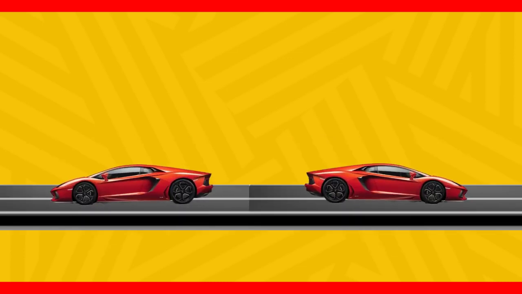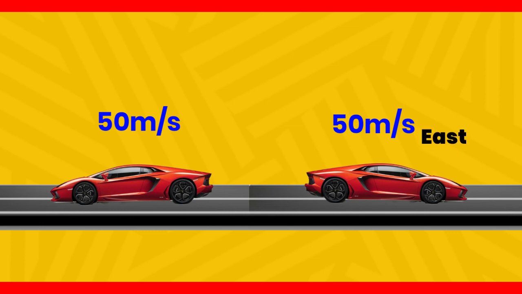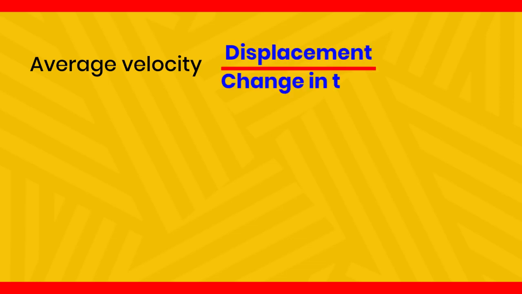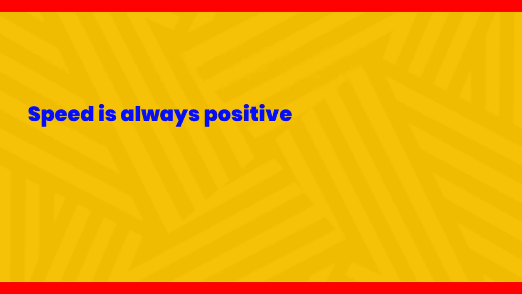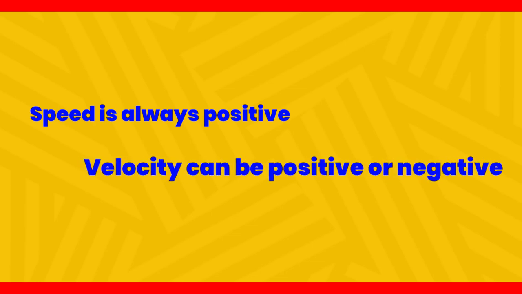Let's say these two cars are moving at the same speed of 50 meters per second. Their velocity is different because one is moving 50 meters per second east, while the other is moving 50 meters per second west. To calculate the average velocity of an object, the formula is displacement over change in time. You need to note that speed is always positive, but velocity can be positive or negative.